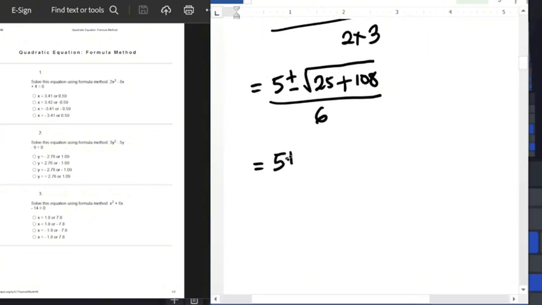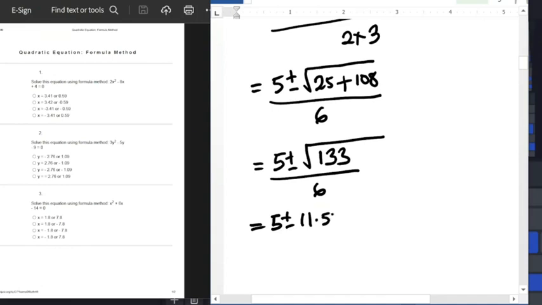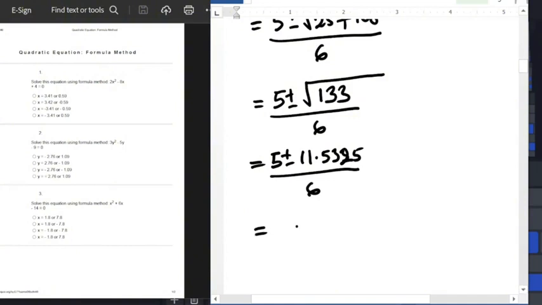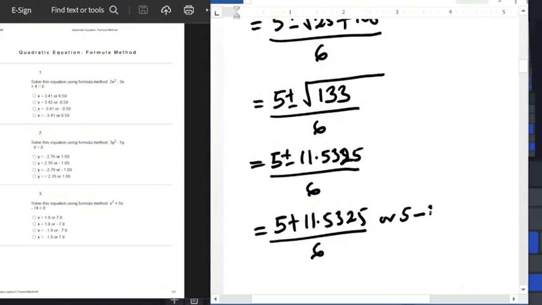So this will give us 5 plus or minus square root of 25 plus 108. That gives us 133, everything divided by 6. So that means 5 plus or minus square root of 133, which gives 11.5325 divided by 6. So from here, we can then have 5 plus 11.5325 divided by 6, or 5 minus 11.5325 divided by 6.